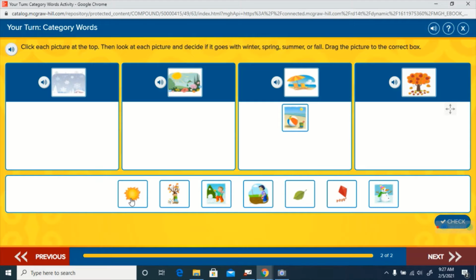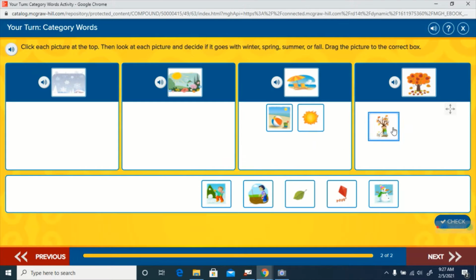When is the sun usually really hot? Again, in the summertime. Here we see leaves that are red and orange on the trees. When do we see the leaves being different colors on the trees? In the fall. A little boy is playing in the snow here and he has a scarf on.